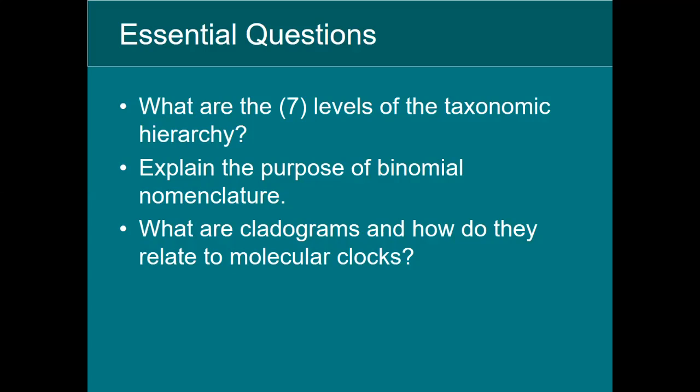Essential question number 2, explain the purpose of binomial nomenclature. Now, we hopefully recognize that the prefix bi means two. Nom, which we would have done if we'd done our warm-ups in class still, is name. And clature is a system. So binomial nomenclature is a two-name naming system, and that tells you a lot about it already.